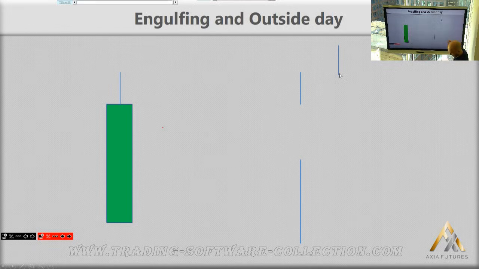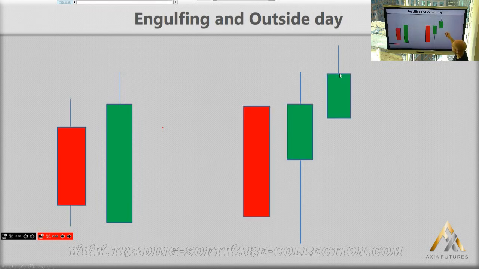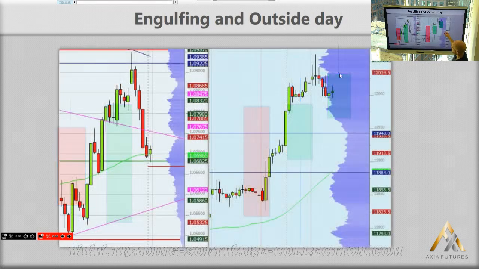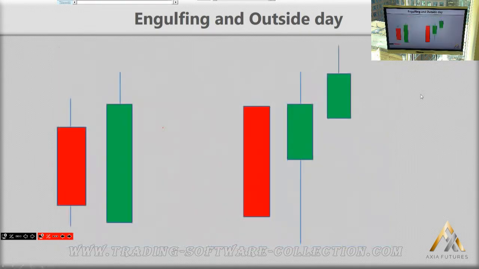Right, engulfing and outside days. What this is showing you, I'll get all the bits and pieces up. Oops, one too far. What this is showing you is a complete change of sentiment. That positioning has gone one way, it has then got shown totally the opposite.